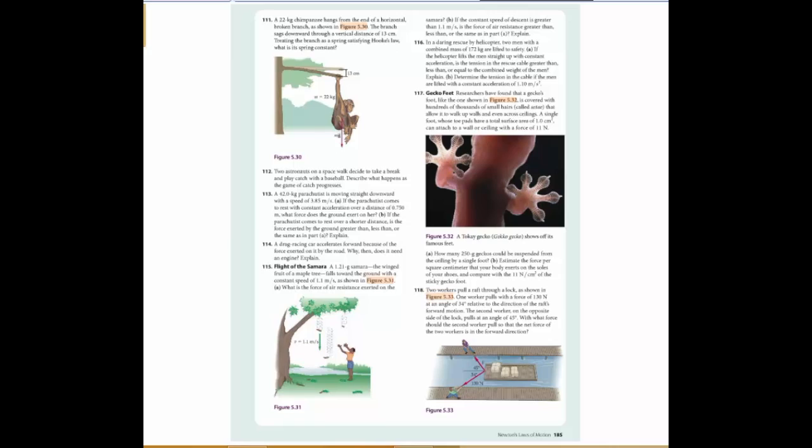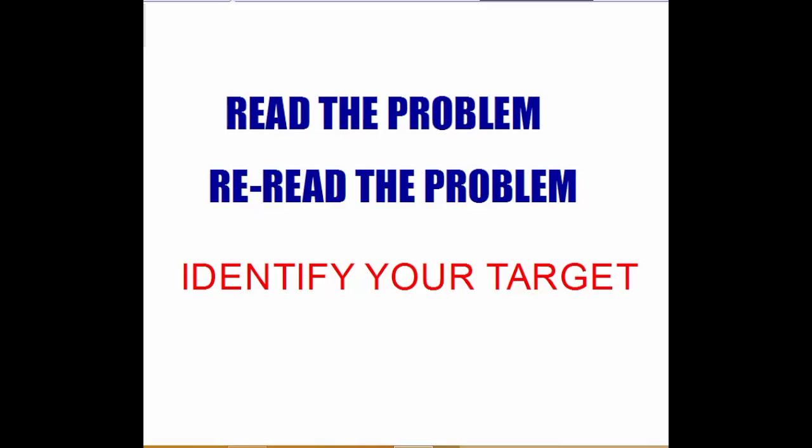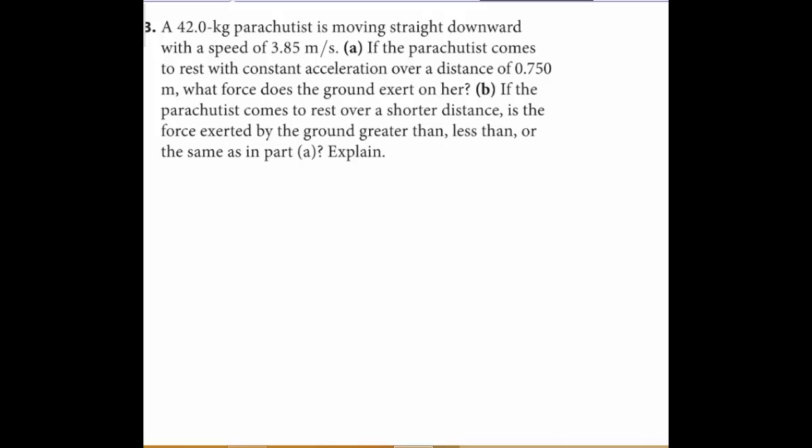It's easiest to illustrate this with a specific problem. I'm going to do question 113, which could be found on page 185 of your textbooks, and that reads about a parachutist, and it's a 42.0 kilogram parachutist moving straight downward with a speed of 3.85 meters per second. A, if the parachutist comes to rest with a constant acceleration over a distance of 0.750 meters, what force does the ground exert on her? And B, if she came to rest over a shorter distance, is the force exerted by the ground greater, the same, or less?